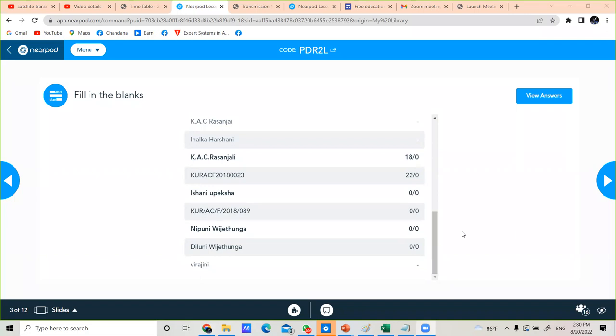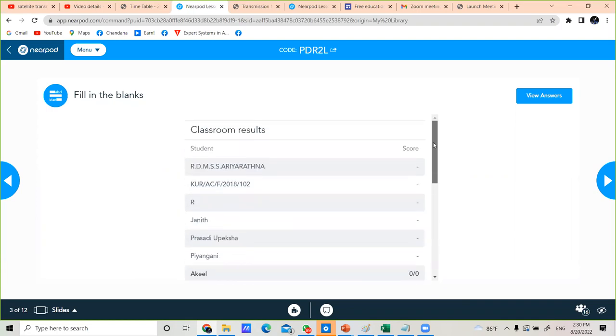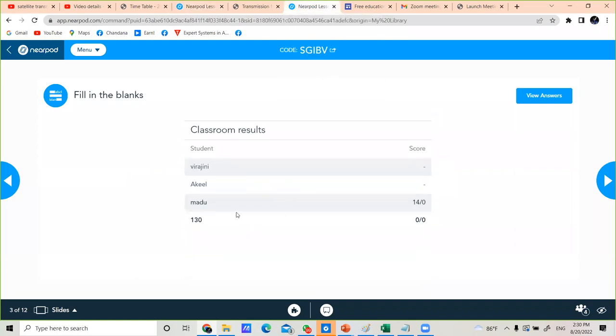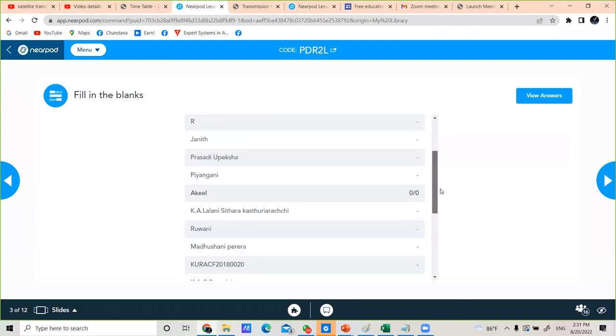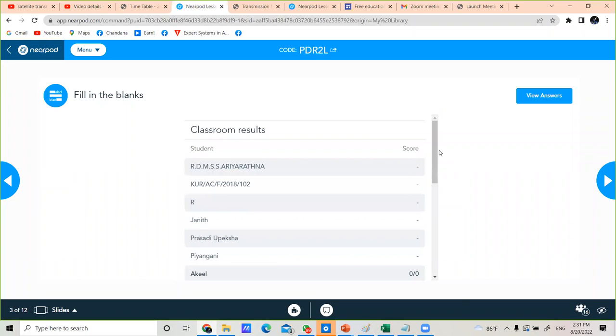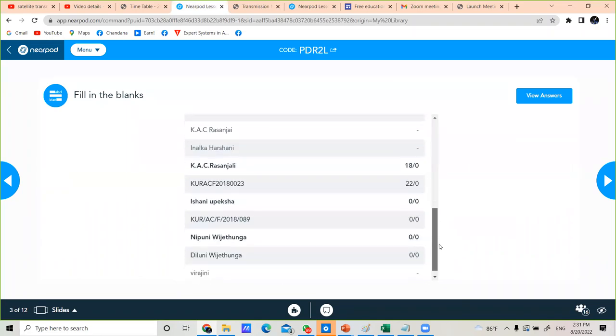I think now there is enough time to complete the activity, but only two students completed it here, Rasanjali and number 23. They got the marks 80 and 22. And here, Madhu got 14 marks. Right, only three students completed the activity. I don't know, the others are still not doing anything.